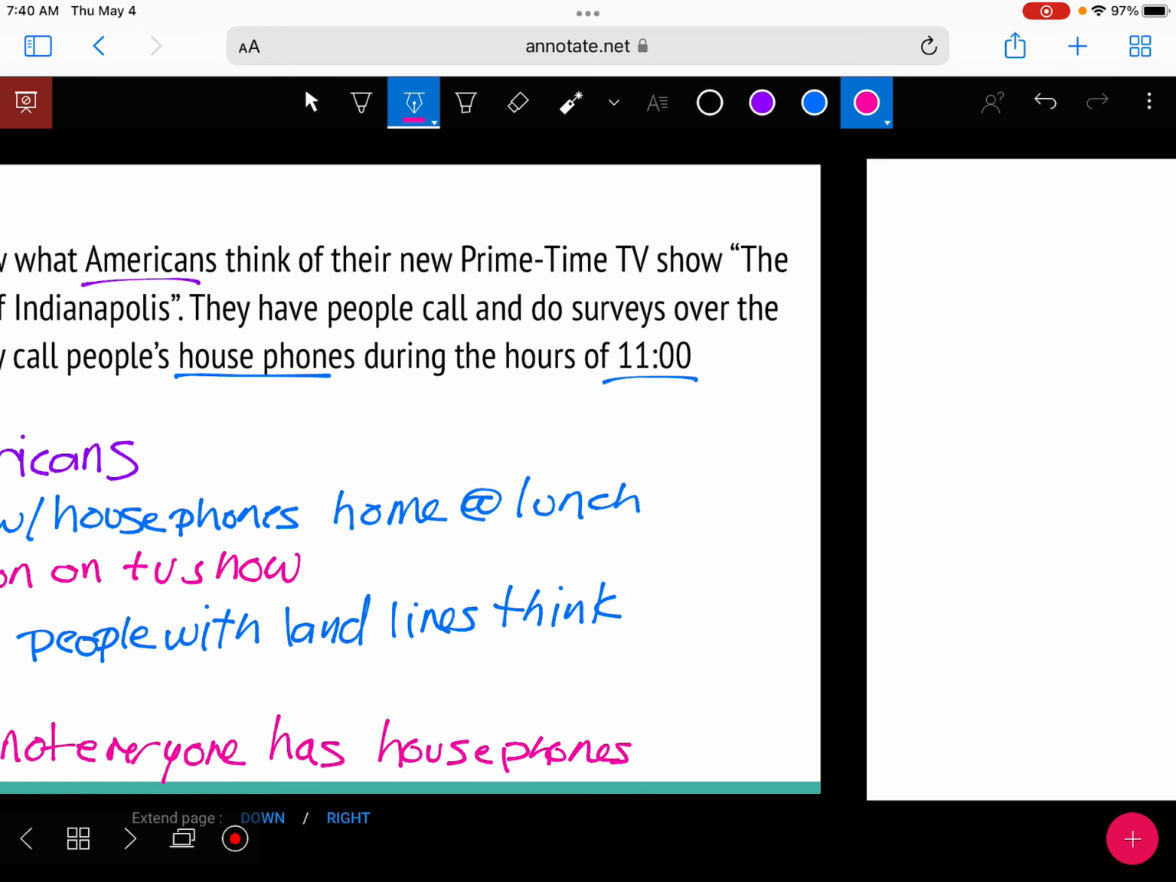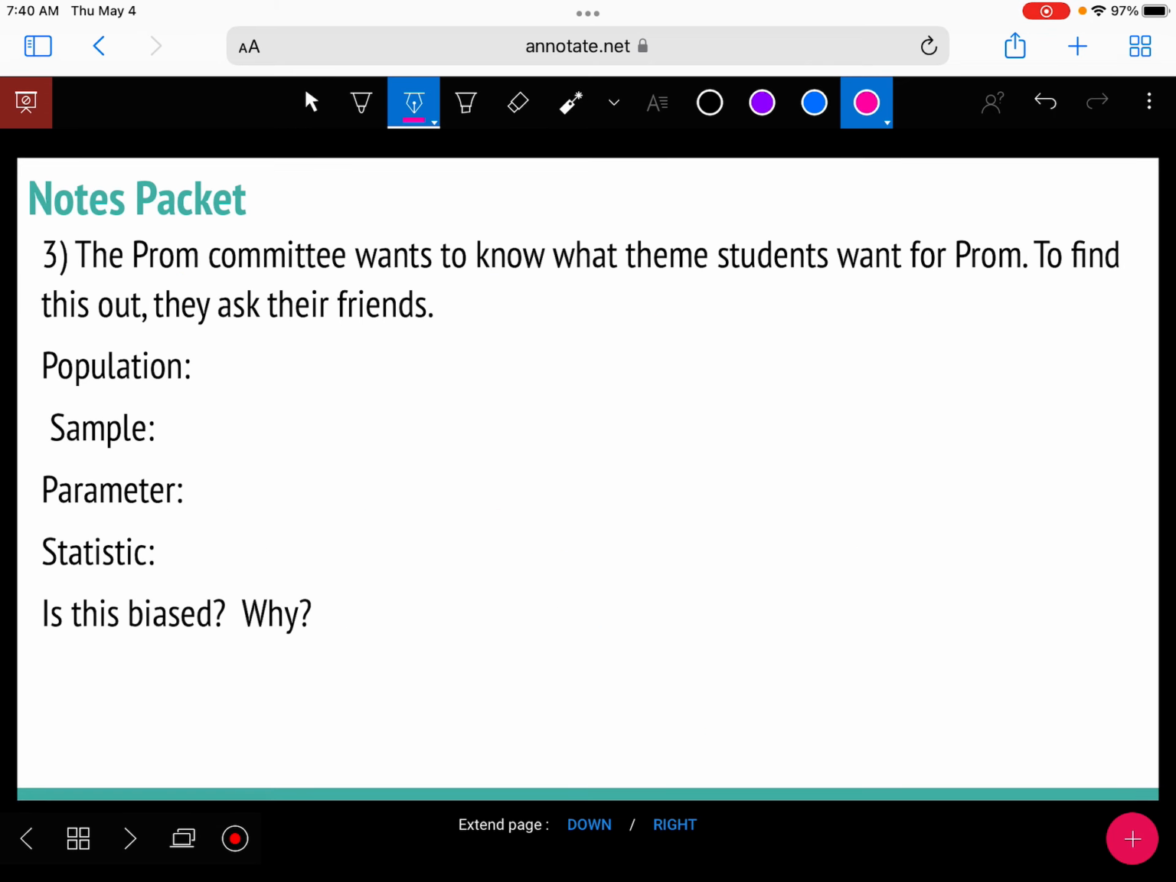So let's do another one. We've got prom committee wants to know the theme that students want for prom. To find this out, they ask their friends. So what is our population? Who do we want to know about? Students. I want to know about all students. Let's know the theme students want. What is the population they take, or the sample they take? Their friends.